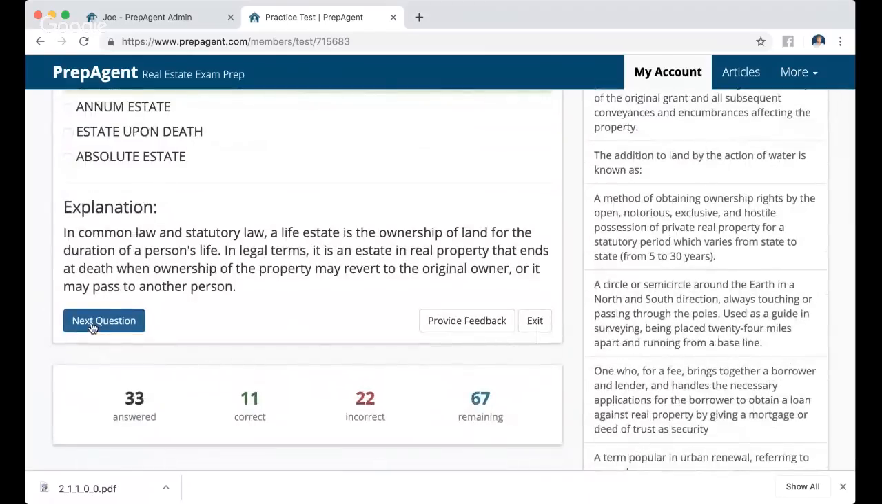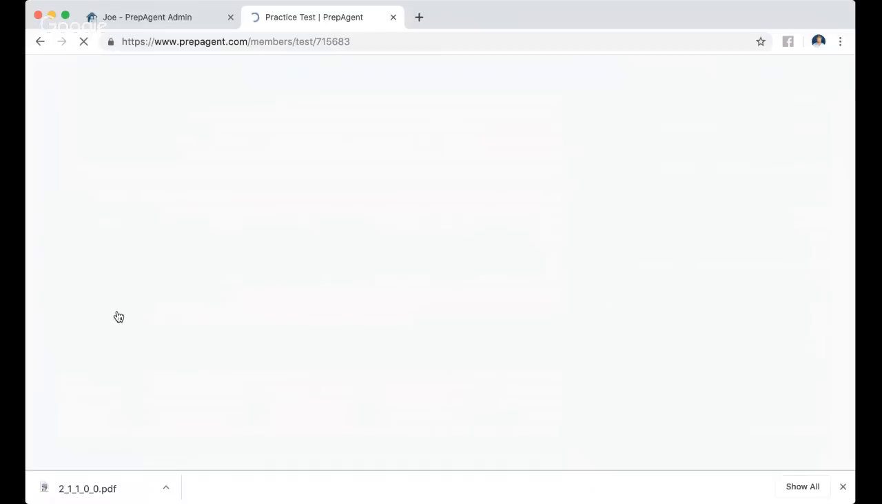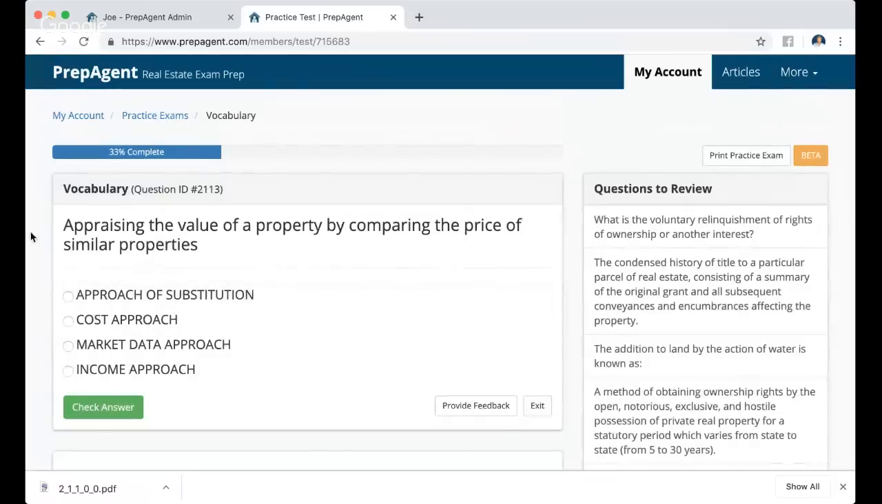Okay, moving right along. Appraising the value of a property by comparing the price of similar properties. A, approach or substitution. B, cost approach. C, market data approach. Or D, income approach.